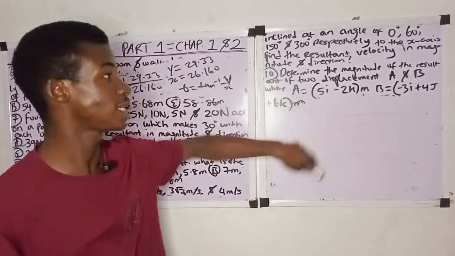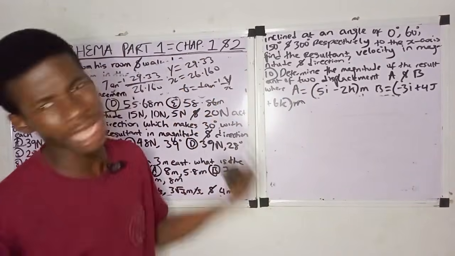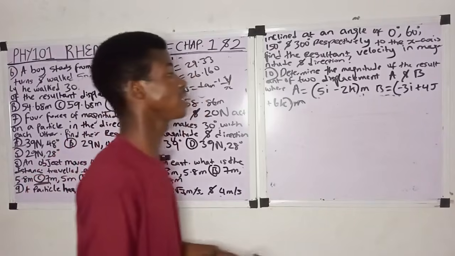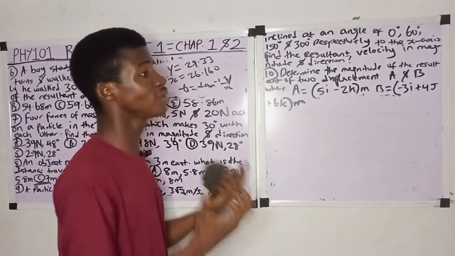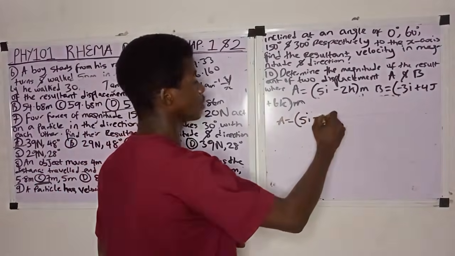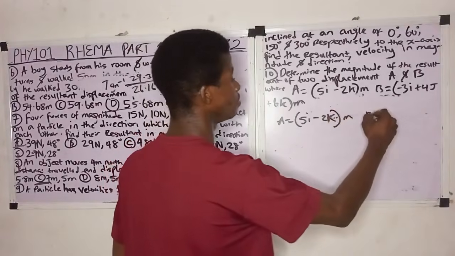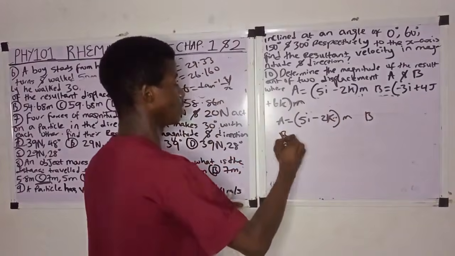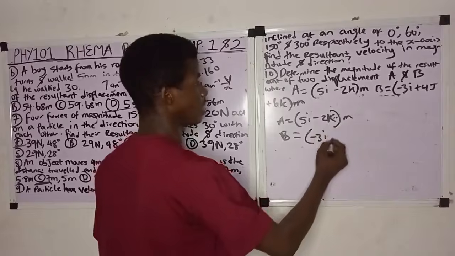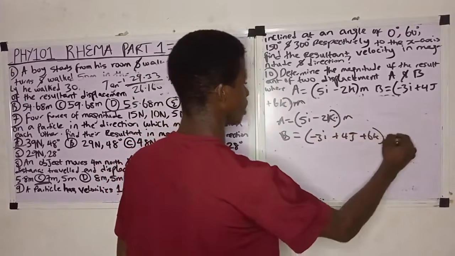Now let's continue. That is question 10. It says determine the magnitude of the resultant of two displacements, A and B. This one is very easy. When you see this type of question, it's very easy. So what are we going to do? Our A is equal to 5i minus 2k. Then our B is minus 3i plus 4j plus 6k.